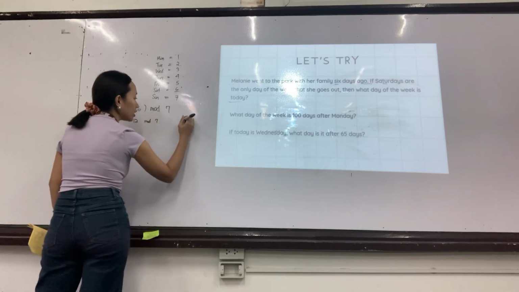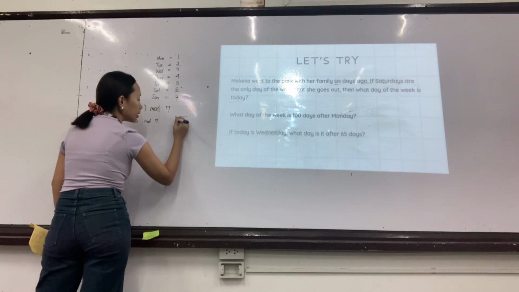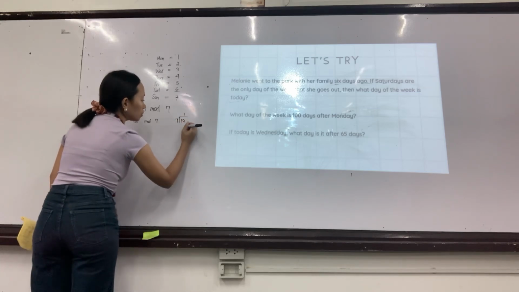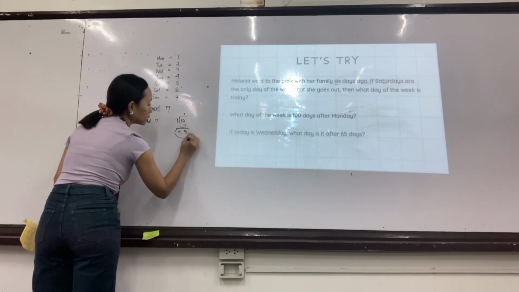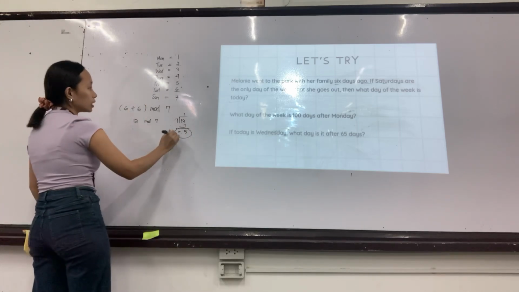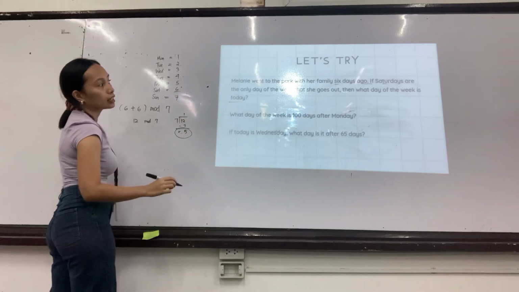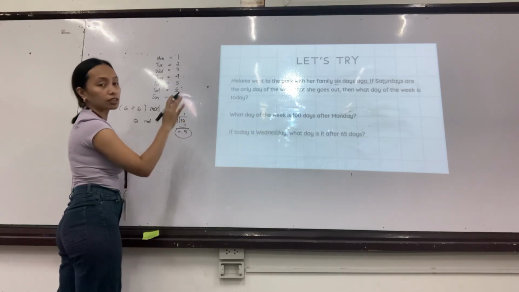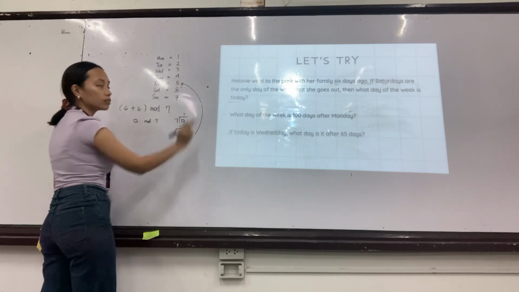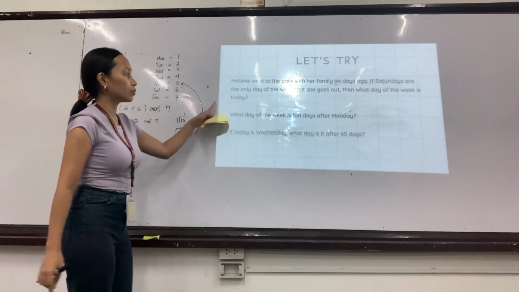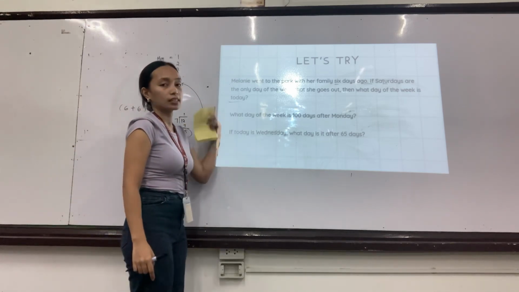6 plus 6 is 12, and then modulo 7. So we divide 12 by 7. It's going to be 1, and then 7, and then bring down whatever is left. So our remainder is 5. So the day that she went out is Saturday and today is Friday, because it's 5. Okay, so that's how you solve this problem.